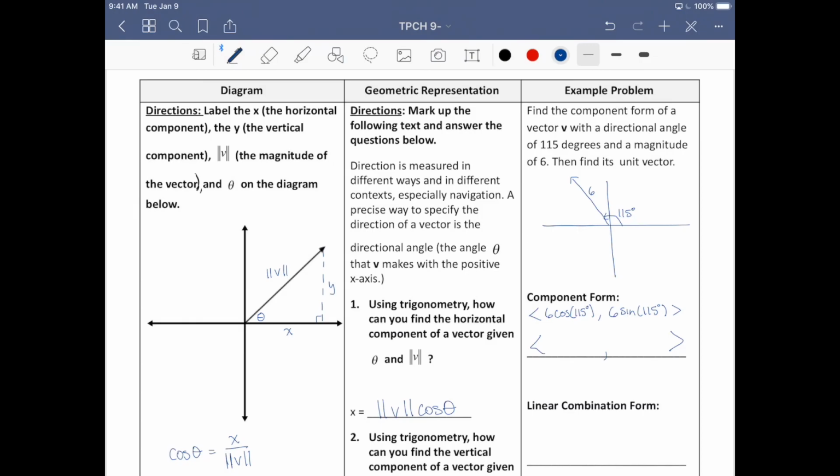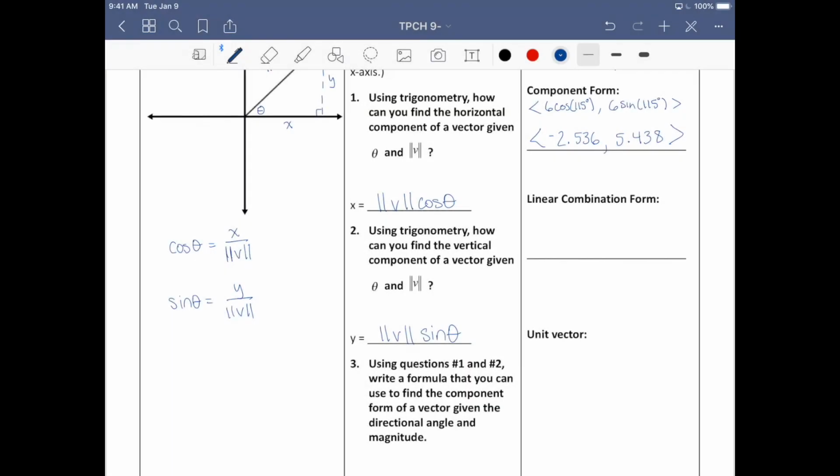Alright, so let's use 3 decimal places here. When plugged into the calculator, the x component is going to be negative 2.536, and the y component, or the vertical component, would be 5.438. Now to write this in linear combination form, I'm just going to write negative 2.536i plus 5.438j.